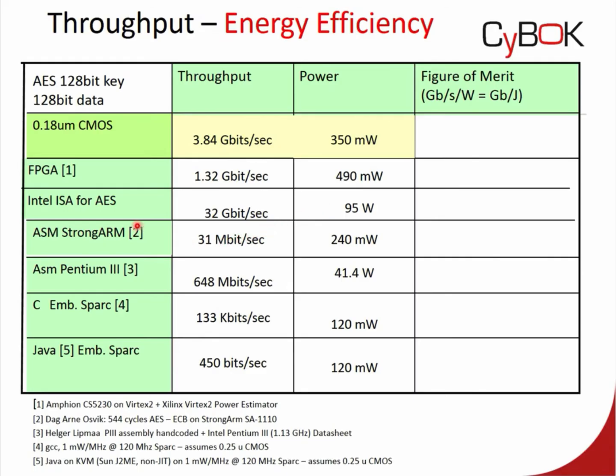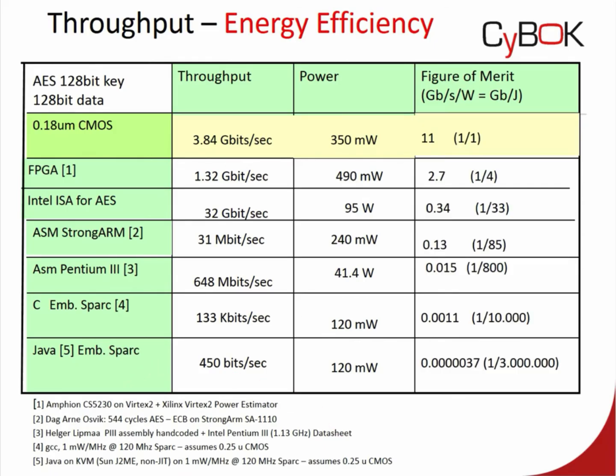And so on. We see an assembly optimized implementation on a low power processor, but still gets 31 milliwatts. An assembly optimization on a Pentium processor that does not have the native instructions, so the throughput is going to be reduced. And then those, I added because these are extremely low power processors, but they get extremely slow throughputs, only 133 kilobits, or in this case, even 450 bits. Because this is Java running on this embedded Sparc. This is a Java implementation.